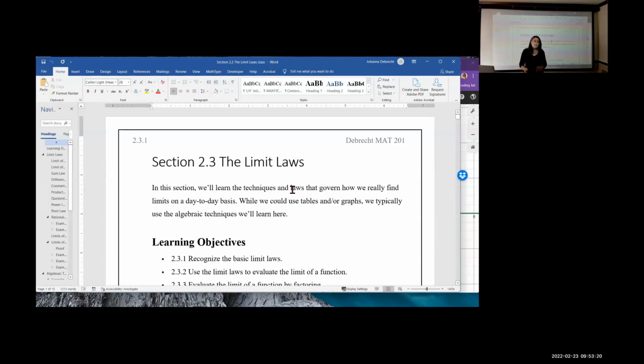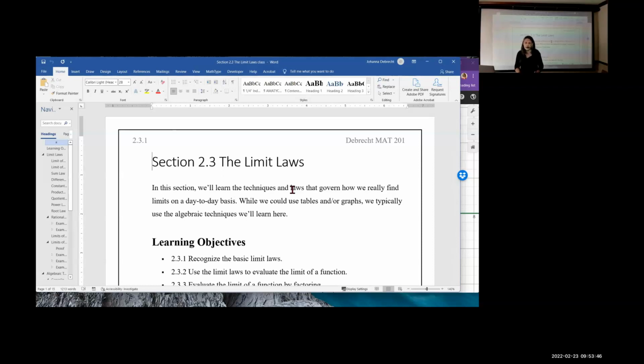So we're now ready to start talking about the limit laws. We've spent 2 sections talking about what calculus is all about, why calculus came to be, what problems it solved, and then talking about the intuitive definition of the limit. We now want to talk about the algebraic definition of the limit, where we talk about how we actually evaluate limits.